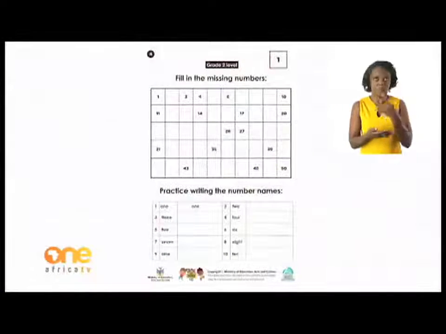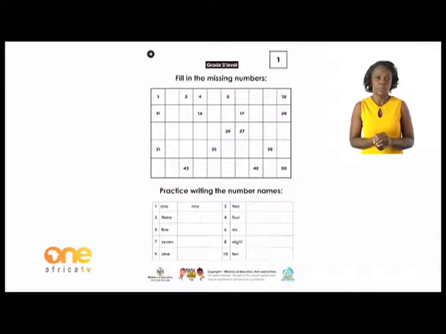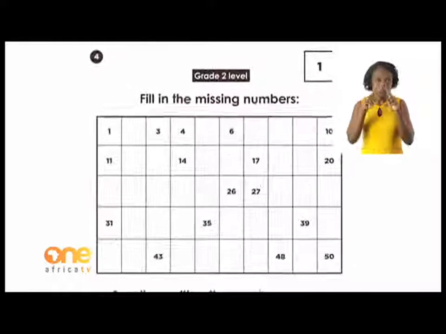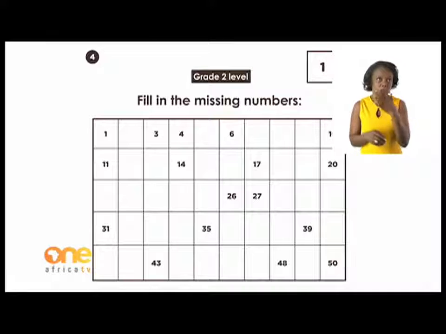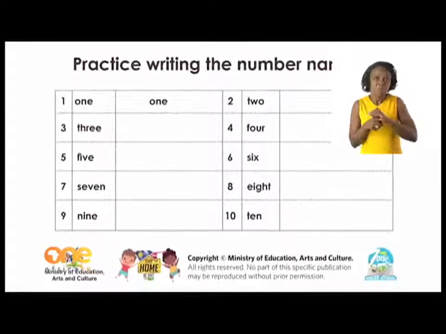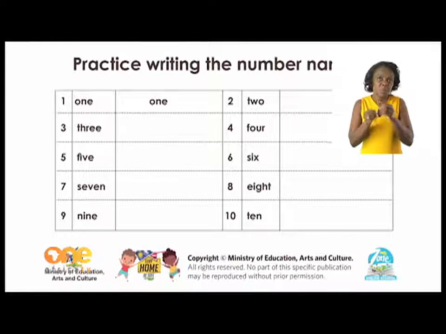Number 4, we are going to start with the grade 2s. There is a number chart up to 50, but this is so simple. I know my grade 2s can do this since we have already learned how to count. So just fill in the missing numbers there, and then you go to the second activity there under, just practice writing your number names. You close your eyes and you write the number name and see if you know it.